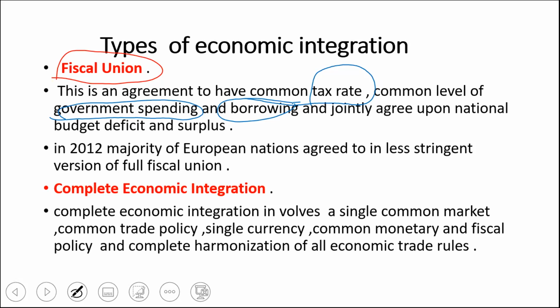Due to what reason? Because suppose that France has decided to reduce the tax. It does not mean that Germany should also reduce the tax. But when we are going for fiscal union, it is important that all the members, 18 members today, everybody should adopt a common taxation policy. Public expenditure should be common, and even the borrowing should be common. Theoretically, it looks easy, but practically it is not possible.